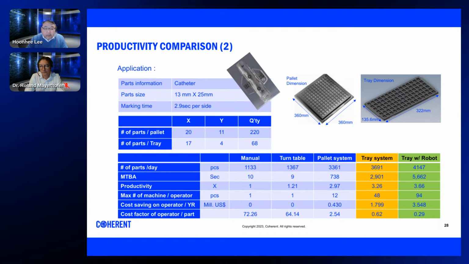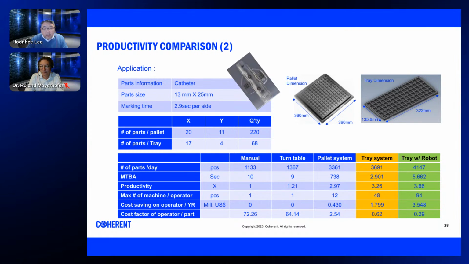Pallet system will produce 3,361 parts per day with a 297% increase in productivity compared to the manual system. Tray system will produce 3,691 parts with a 326% increase, while tray with a robot will produce 4,147 with a 366% increase in productivity.